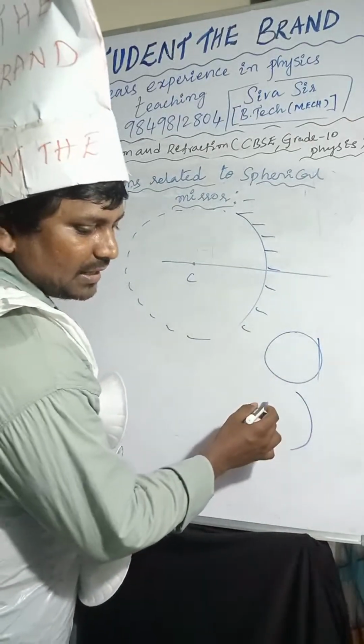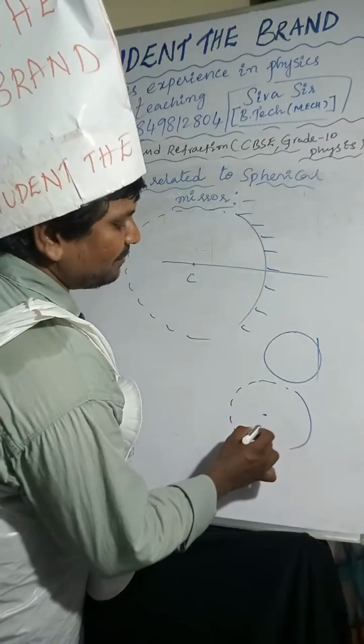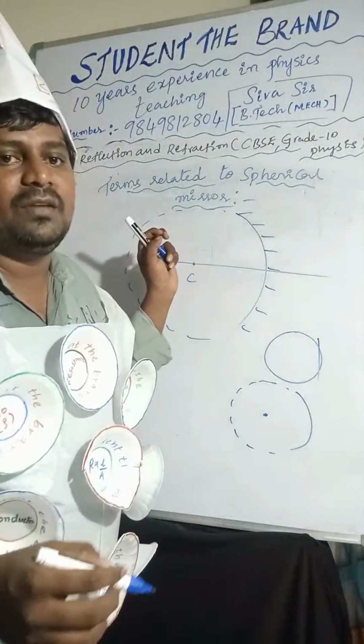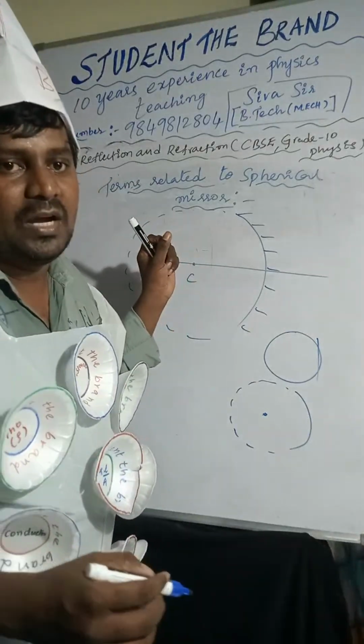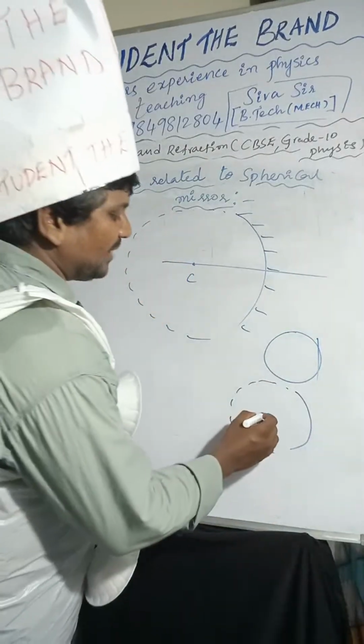Class 11 is happening at 6 p.m. every day. Tomorrow onwards, motion in a straight line, I will explain tomorrow evening at 6 p.m. So you can join at 6 p.m. tomorrow for the class 11 class.